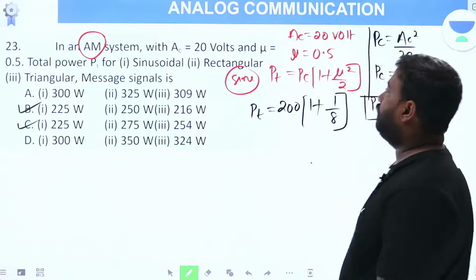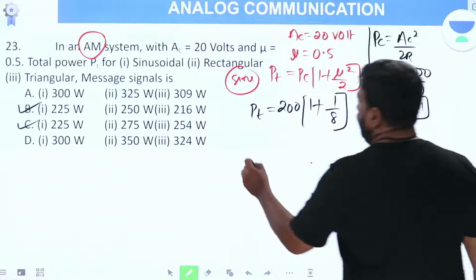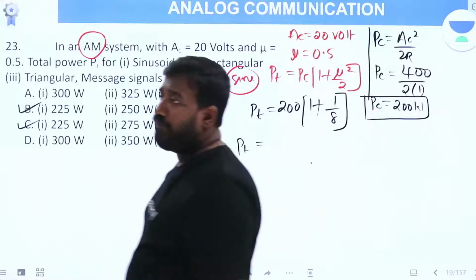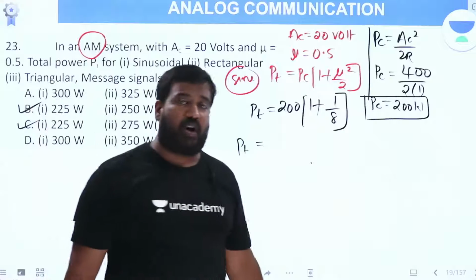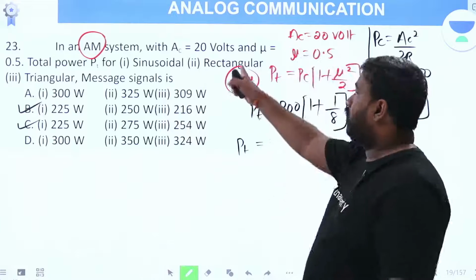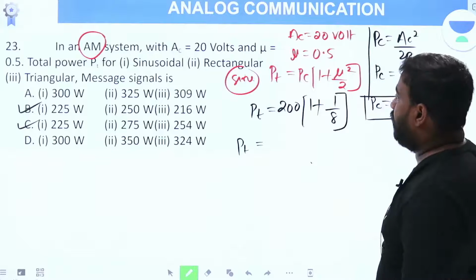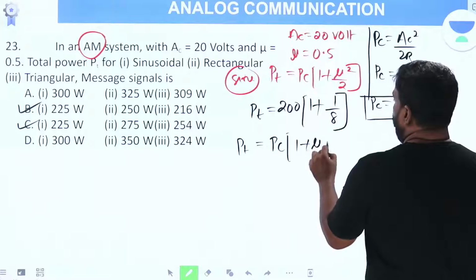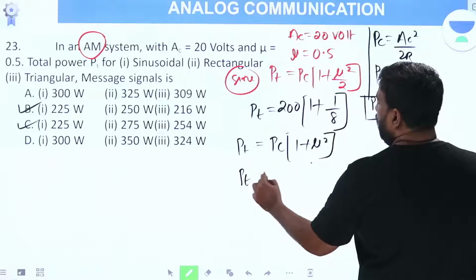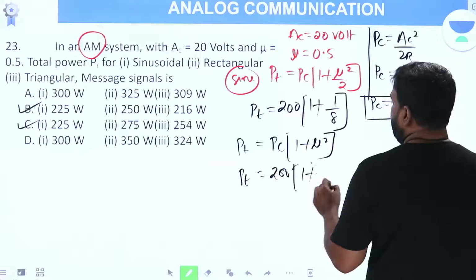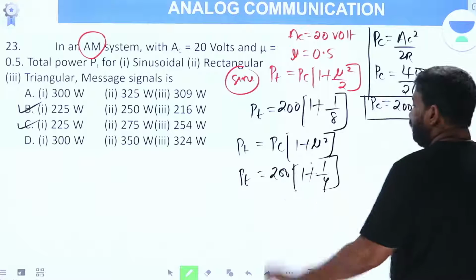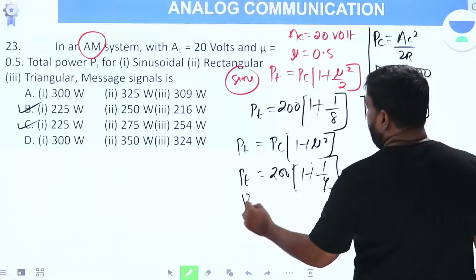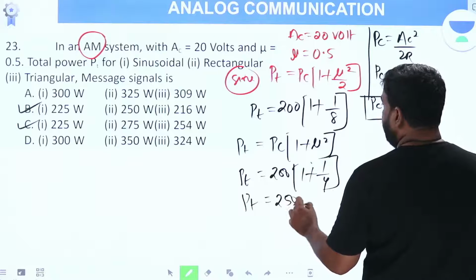Now, next is rectangular input. See the input carefully. Many of the students will go wrong. Even after knowing all the concept, they will do the question wrongly because they will overlook these options. So see the option carefully. The second input is rectangular input. Pc into 1 plus mu square. Pt is equal to 200 into 1 plus mu is 1 by 2, 1 by 4. Therefore 200 plus 50. Total power is 250 watt.